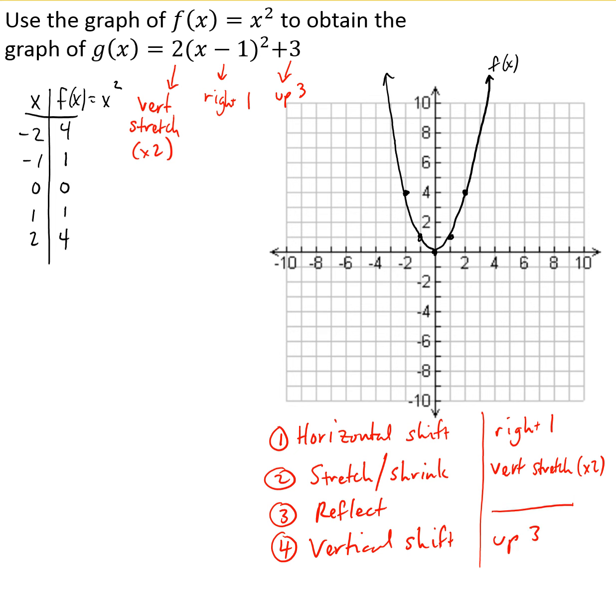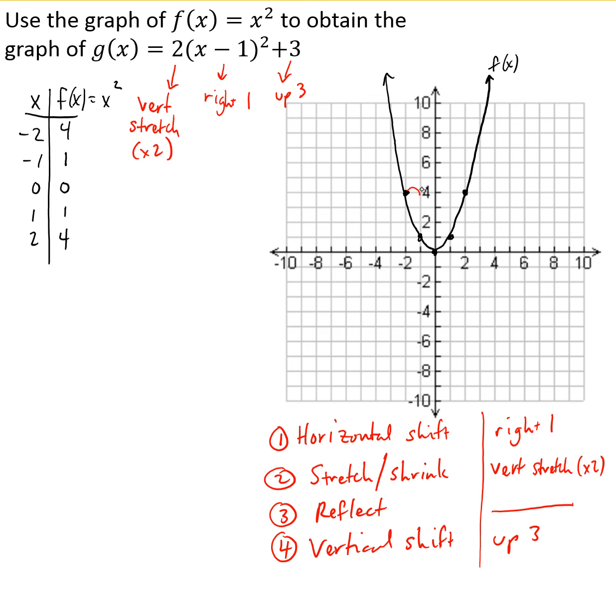So for each of these 5 points that we've plotted, we need to move those points right 1 and then vertically stretch them by a factor of 2. And then go up 3. So if I start with this point -2, 4, I'm going to go right 1. So now it's at -1, 4. To vertically stretch it by a factor of 2 means we want to pull it away from the x-axis by twice as much. And so double the y coordinate.